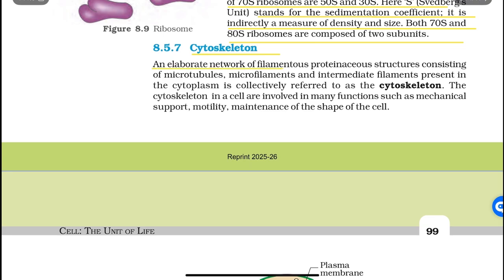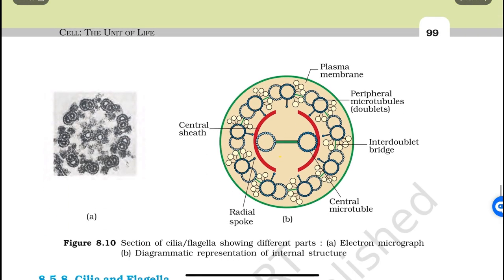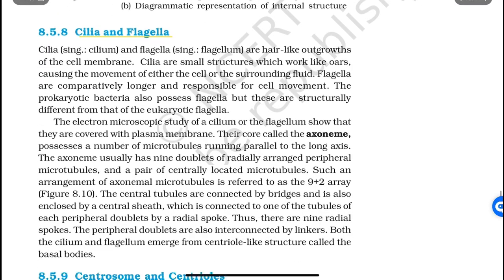Cytoskeleton: an elaborate network of filamentous proteinaceous structures consisting of microtubules, microfilaments, and intermediate filaments present in the cytoplasm is collectively referred to as cytoskeleton. The cytoskeleton in a cell is involved in many functions such as mechanical support, motility, and maintenance of the shape of the cell.